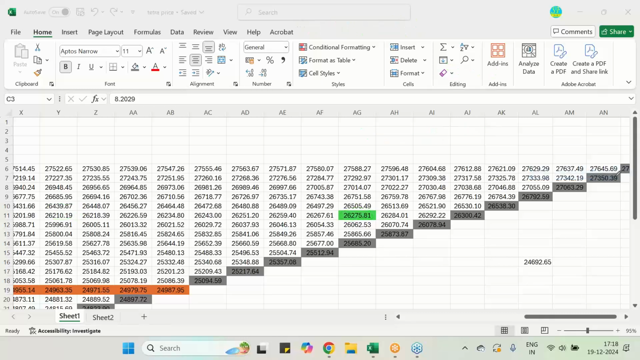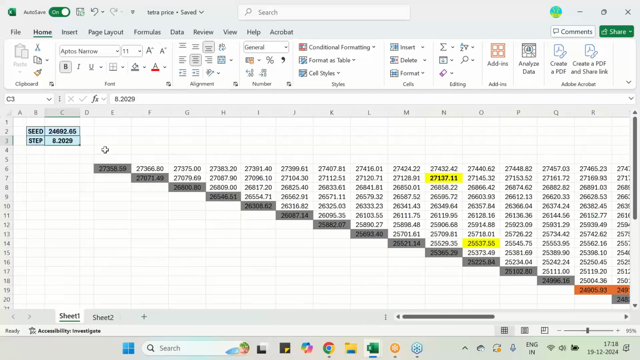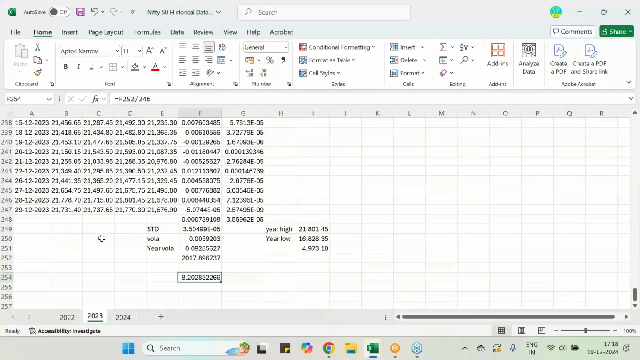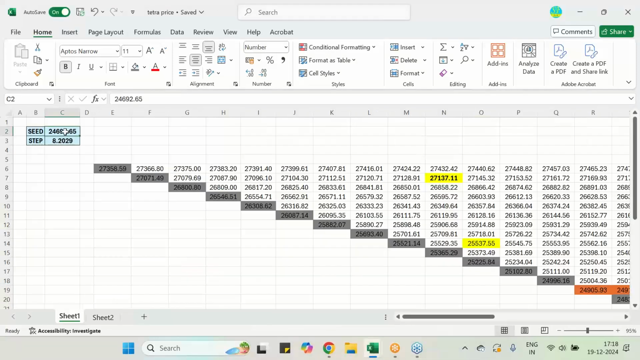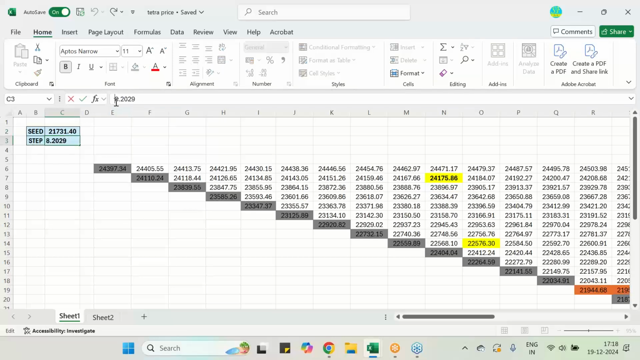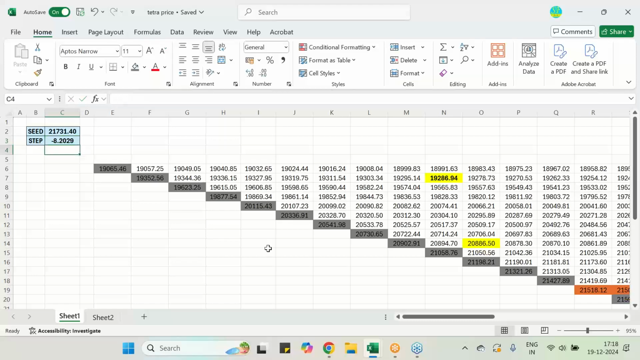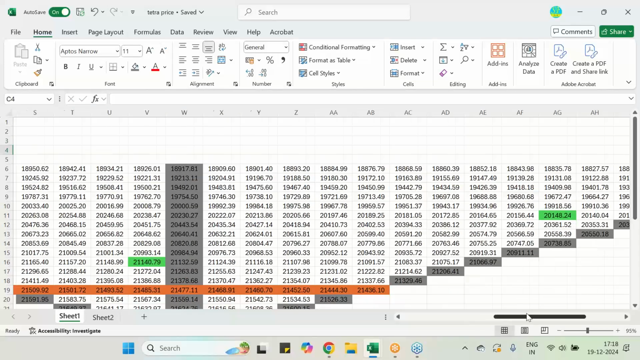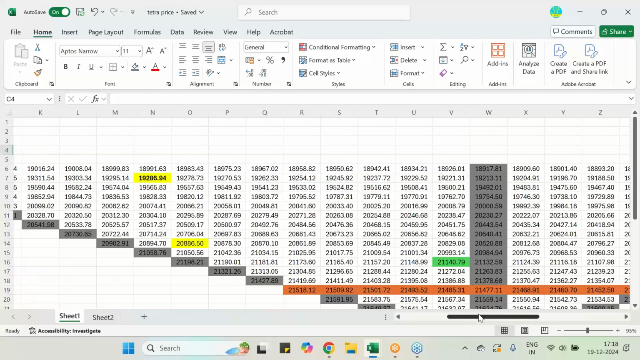Similarly, if we want to see the bottom, we cannot go with this second cycle data. We have to go back to the original data. So what was the original data? Original data was 21,731.40, and I will be making these steps negative. So by this process, I got the bottom.